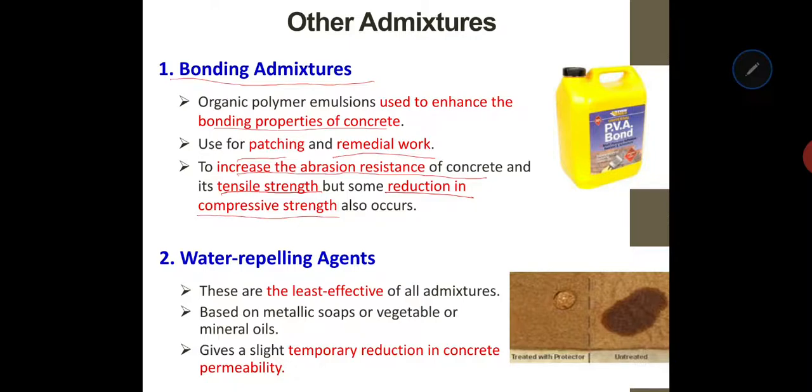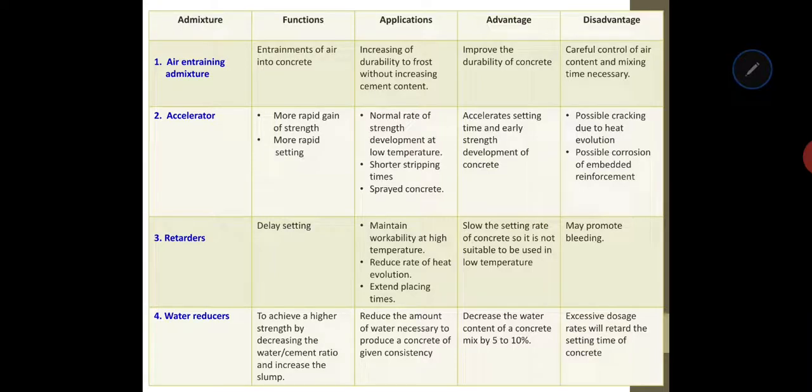For water repelling agent, these are the least effective of all admixtures, based on metallic soap or vegetable or mineral oil. They give a slight temporary reduction in concrete permeability. So this one is because you are adding water repelling agent, so that water is not absorbed into your concrete mix, but you have that water drop on top of the surface of the concrete mix. So you can put all of this information together in a table so that you can see all the similarities. There are advantages and disadvantages, and also the function and application for all admixtures.